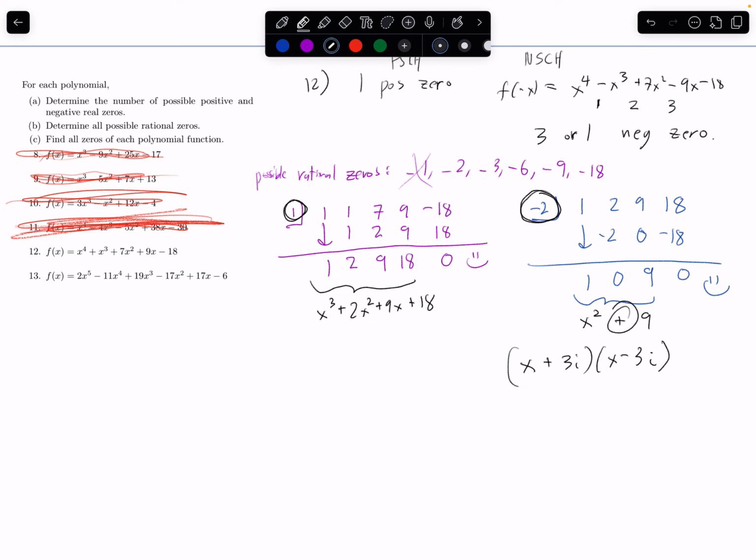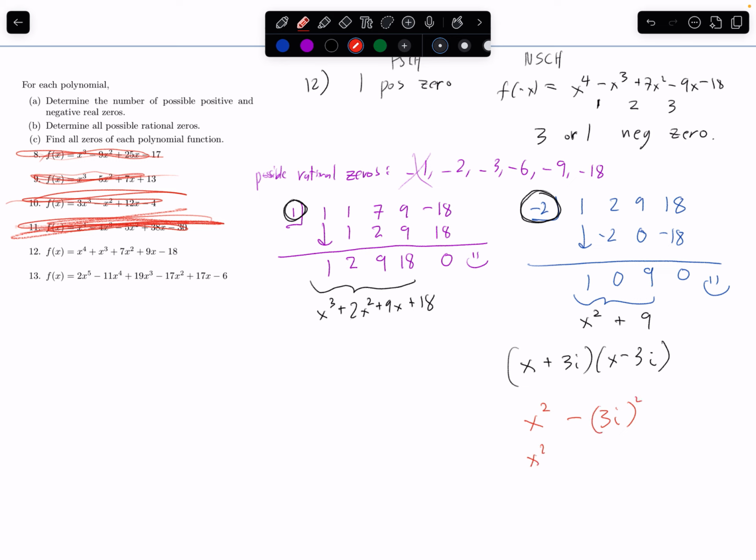Yeah, so anytime there's no x term in the middle, you just basically take the square root of that, tack on an i, and make it positive, negative. Why does that work? Just work backwards here with me. If you FOIL this out, you've got a difference of squares, right? So you've got x squared minus 3i squared.